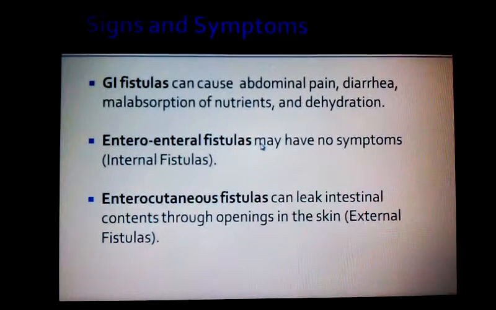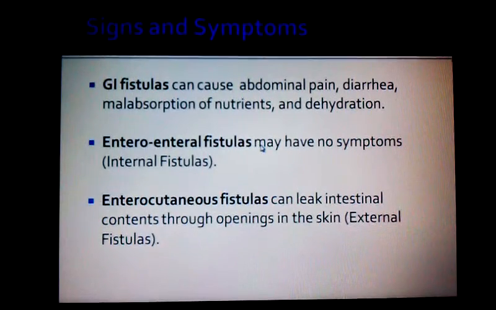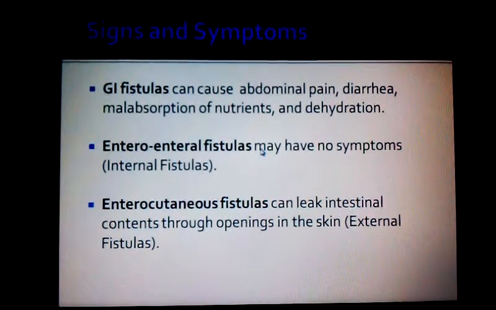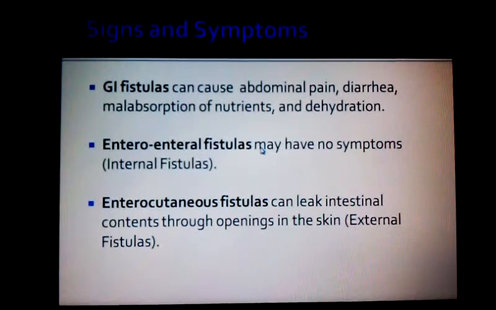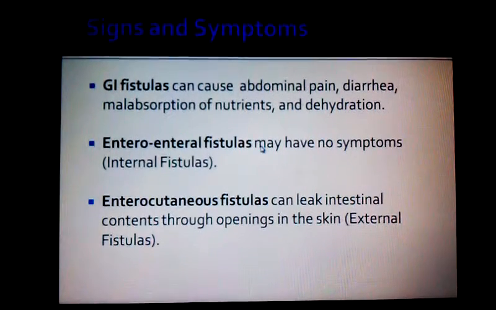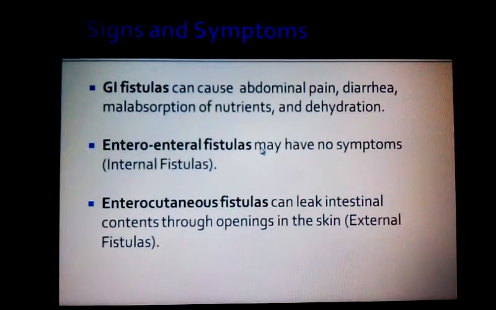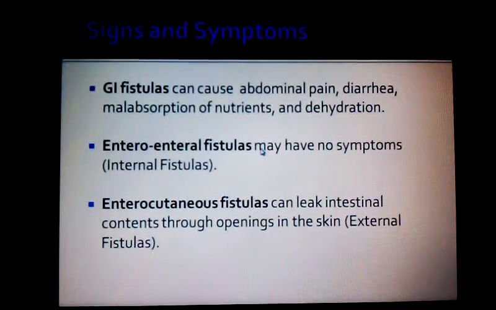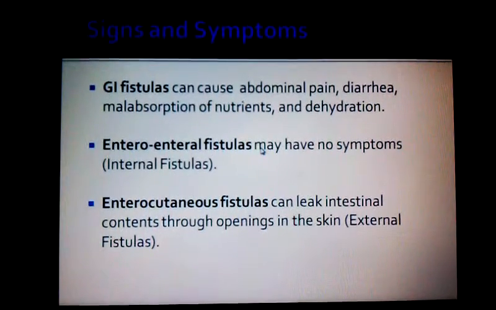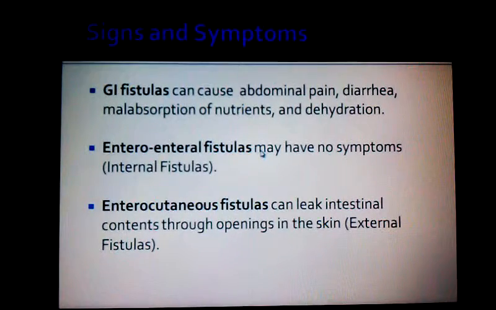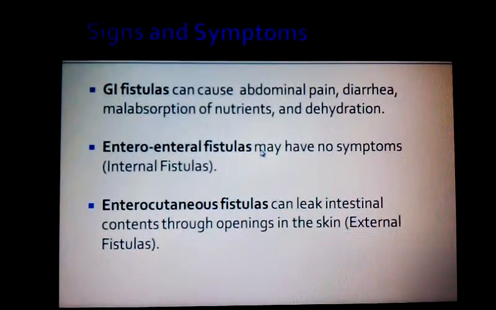The signs and symptoms of GI fistula are abdominal pain, diarrhea, malabsorption of nutrients, and dehydration. Internal fistulas may have no symptoms. Extracutaneous fistulas, also known as external fistulas, can leak intestinal contents through openings in the skin.